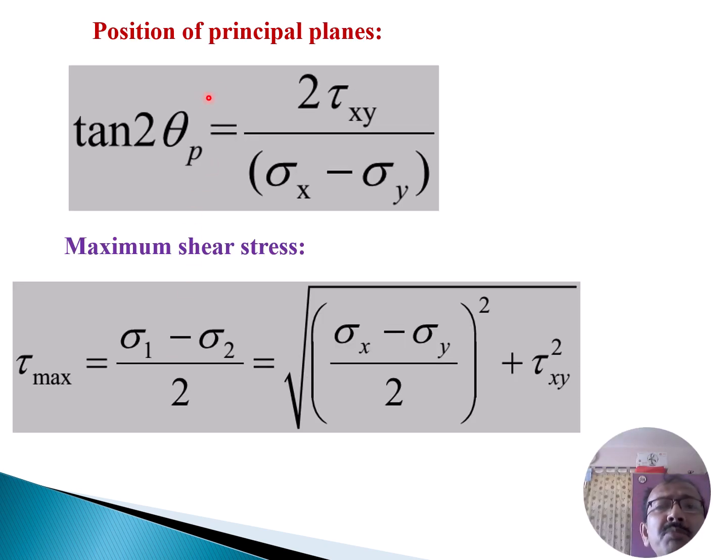Similarly, for the position of principal planes, that is the angle, this is the formula: tan 2 theta equals 2 tau xy by (sigma x minus sigma y). Similarly, tau max is (sigma 1 minus sigma 2)/2, that is nothing but root over of ((sigma x minus sigma y)/2) whole square plus tau xy whole square.